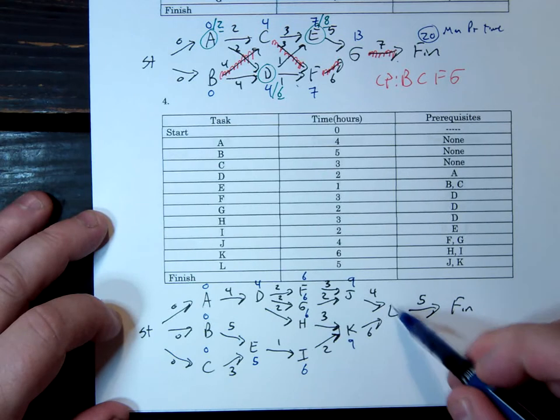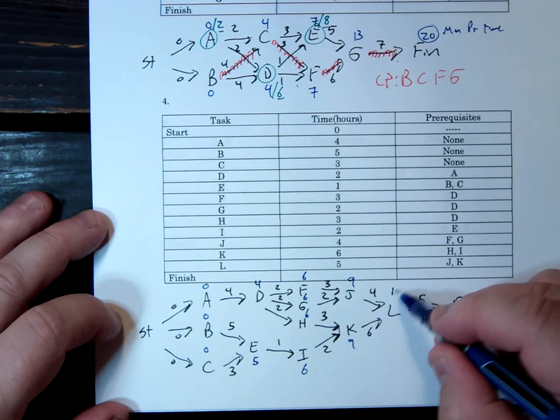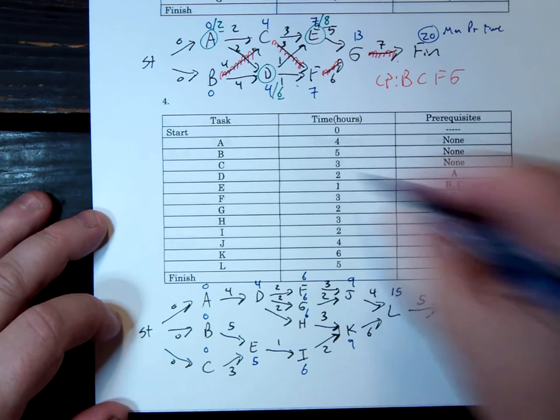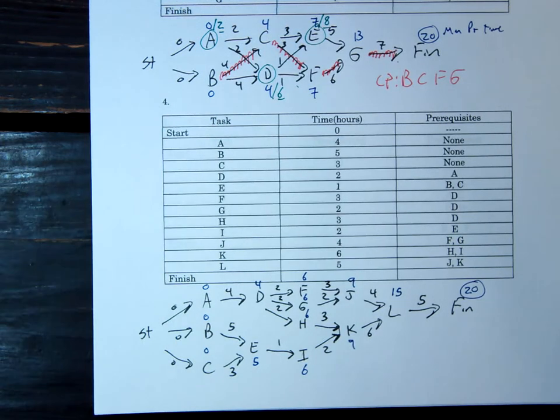L is either 9 and 4, 13, or 9 and 6, 15. 5 more days to finish, or hours. So this can be done in 20 hours. And that's your minimum project time.